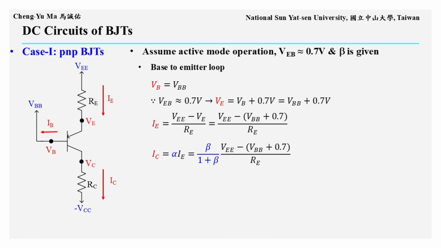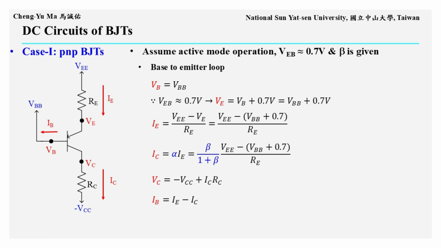IE equals the voltage across RE divided by RE. For this PNP circuit, the voltage across RE is VEE minus VE. After substituting VE equals VBB plus 0.7 volts, we get IE equals VEE minus the quantity VBB plus 0.7 volts, all divided by RE. After IE is found, IC equals alpha times IE, where alpha equals beta divided by the quantity 1 plus beta.